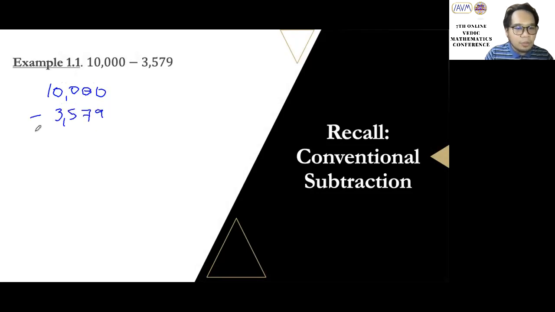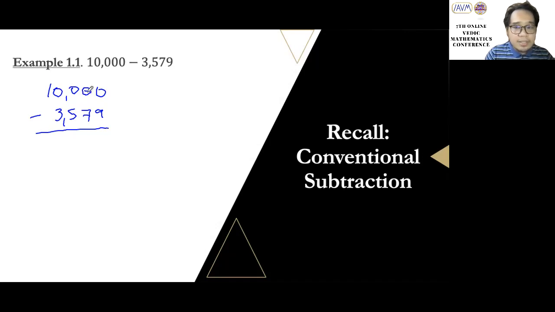Okay, so how do we do this in the blanket method? We do this from right to left. So we're going to start with the ones digit. 0 minus 9, we say it cannot be done. So we're going to borrow a 1 from the next step.